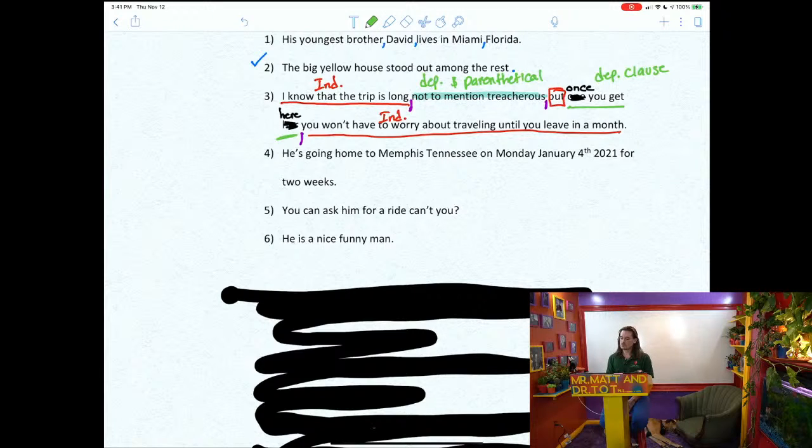Number 4, he's going home to Memphis, Tennessee on Monday, January 4th, 2020 for 2 weeks. Okay, so he's going home to Memphis, comma, Tennessee, comma, on Monday, comma, January 4th, comma, 2021, comma, for 2 weeks.